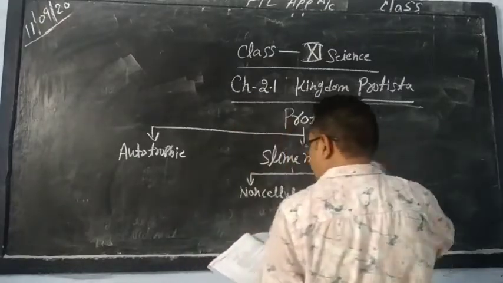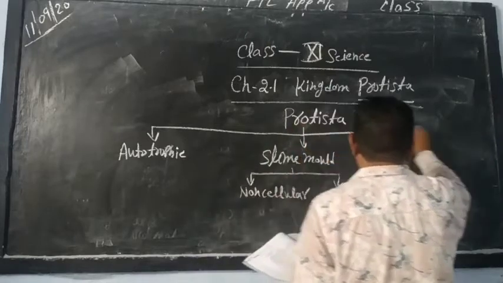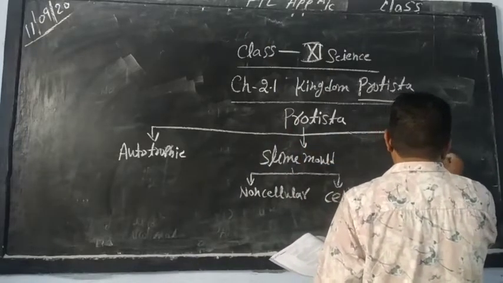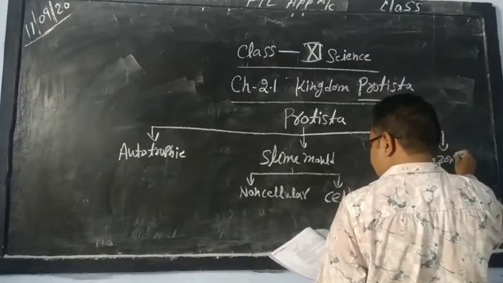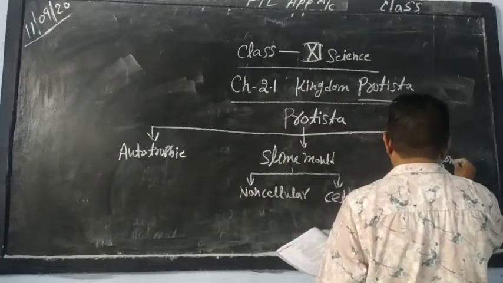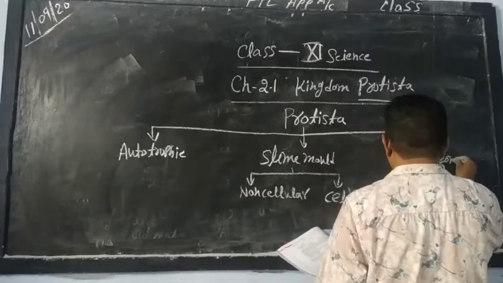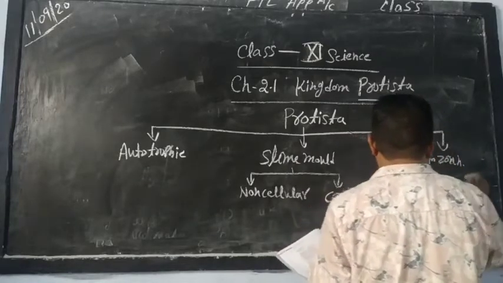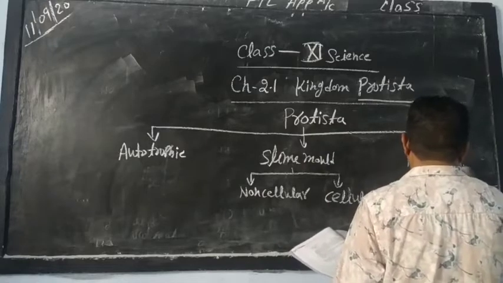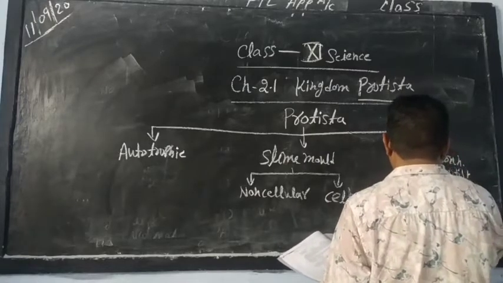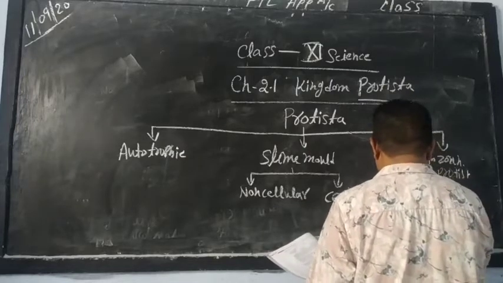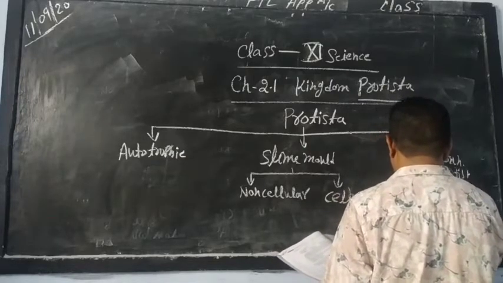Next one is protozoan. Proto means primary, zoans means animal. Protozoans means primary organism. They may be classified into four groups.